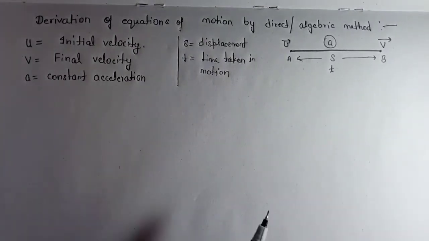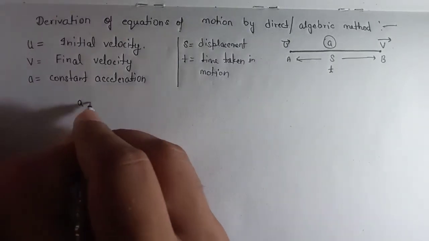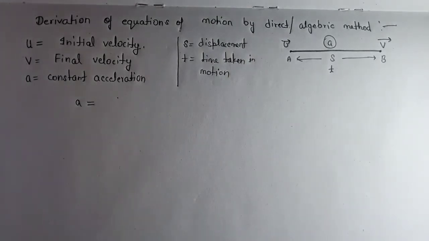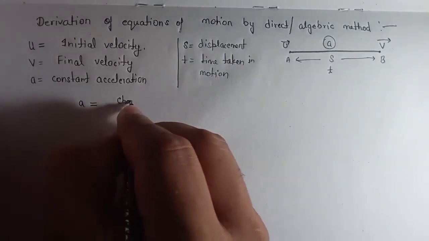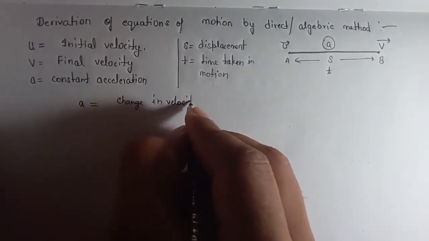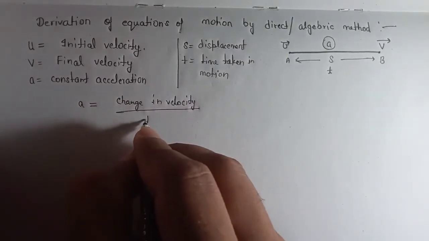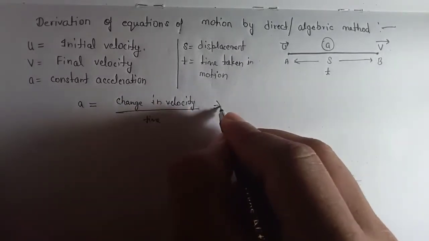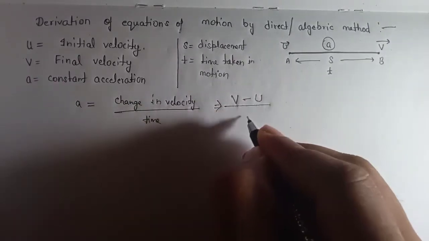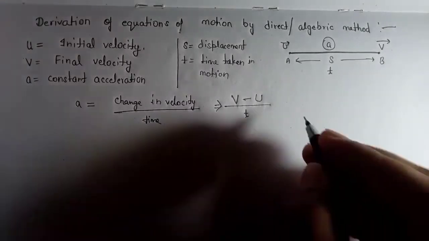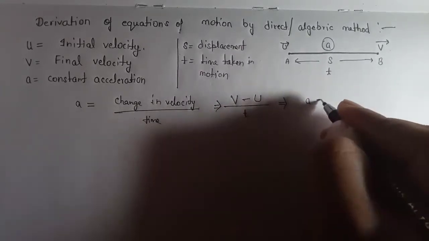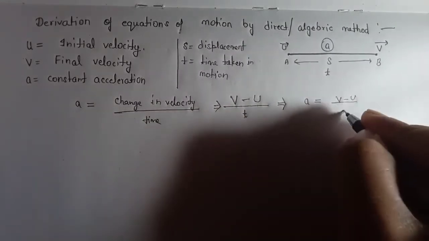In that case, we know that acceleration a is equal to change in velocity upon time taken, and change in velocity means final velocity v minus initial velocity u, upon time taken, that is t. Eventually it becomes a is equal to v minus u upon t.